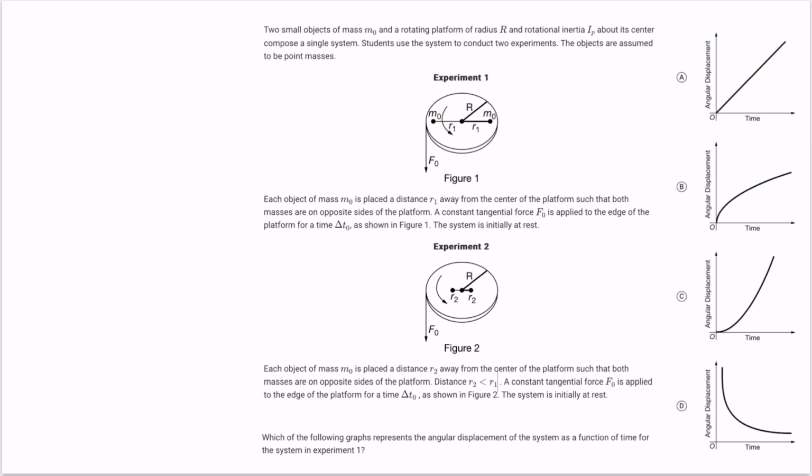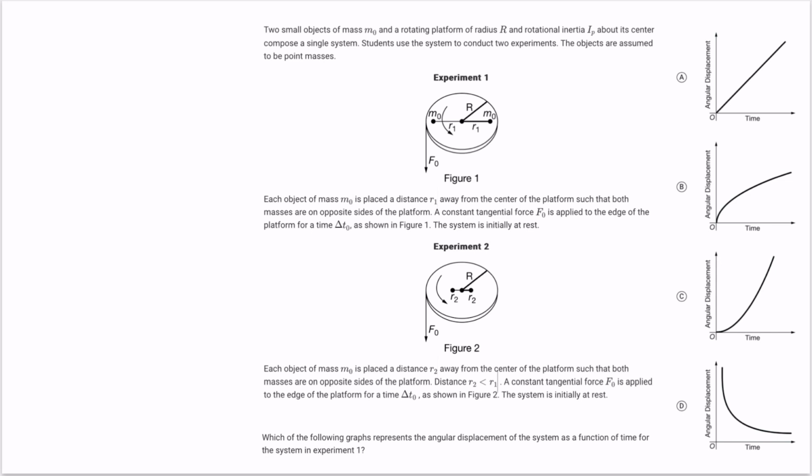Here for problem 2, we have kind of a longer problem. It's actually easier, but there's more words, which is something that kind of throws a lot of people off. Two small objects of mass m0, so both of the objects have the same mass, are on a rotating platform of radius r and rotational inertia I. It's rotating about the center, and they compose a single system.